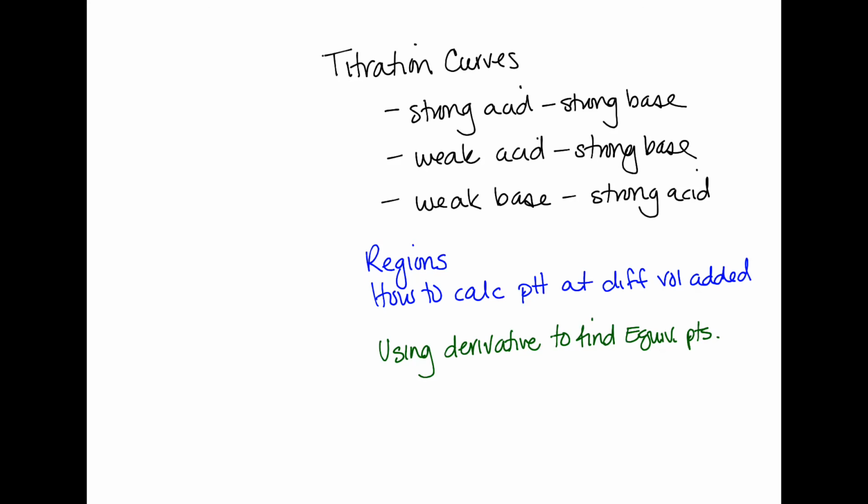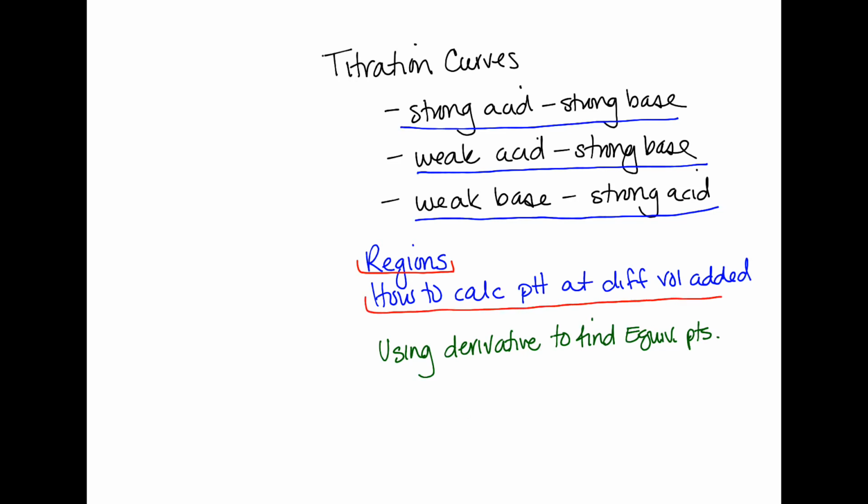So in this video, we talked about three different types of titration curves. We talked about strong acid and strong base, we talked about titrating a weak acid with a strong base, and we talked about titrating a weak base with a strong acid. And we talked about the regions of each one of those titration curves, the general shape and what is special about each region. We talked about how to calculate the pH for different volumes added for each one of those types of titrations. At the end, we talked about how to use the derivative to find equivalence points if they're not clear in your titration curve.